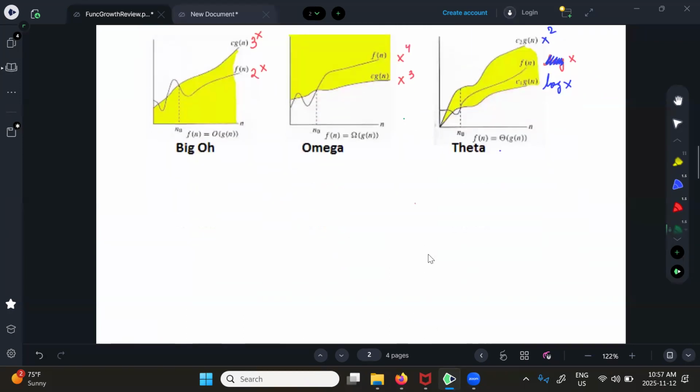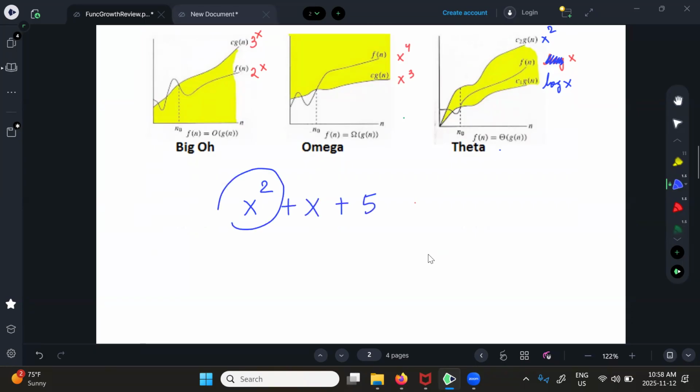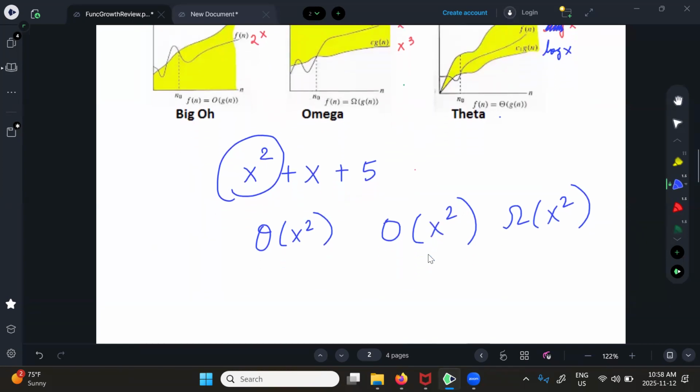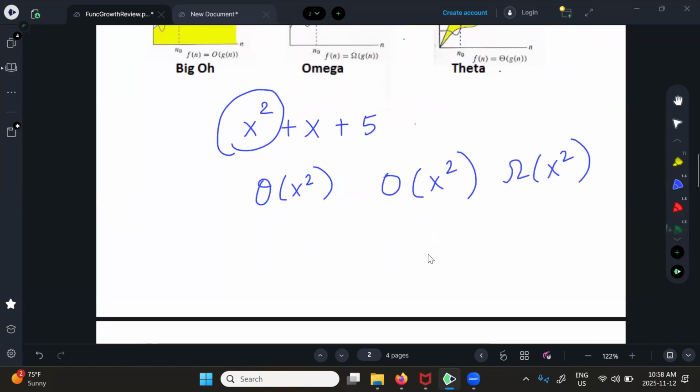If I give you a polynomial, what will you do? Waste your time or what? Take the biggest power? Exactly. If I give you a polynomial, without wasting your time, it's theta x squared, it's big O x squared, it's big omega x squared. Okay? Nobody will spend a minute if you see a question like this. Big O and big omega match, it's theta.